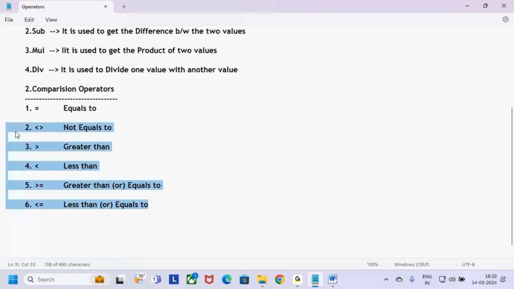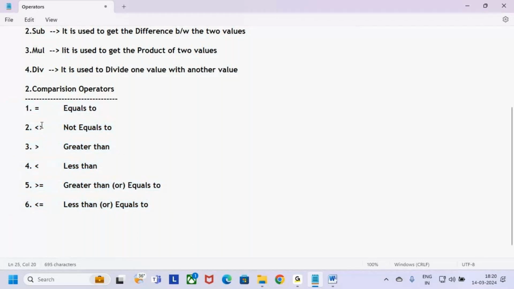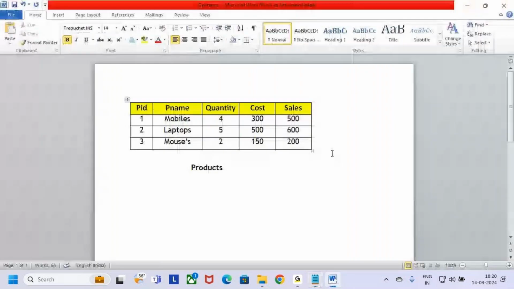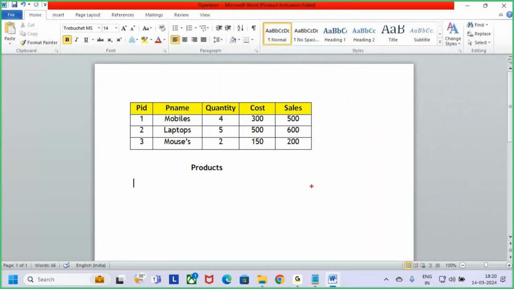Already you know that. Let me give some scenarios, guys, of when to use these comparison operators. Let me go to the Word document again. Now try to understand what my requirement is. In this table, how many products are there? 3 product details. From this table, I don't want to get all the product details. I want to find where the product name is equals to mobiles, and only those I want in the output.